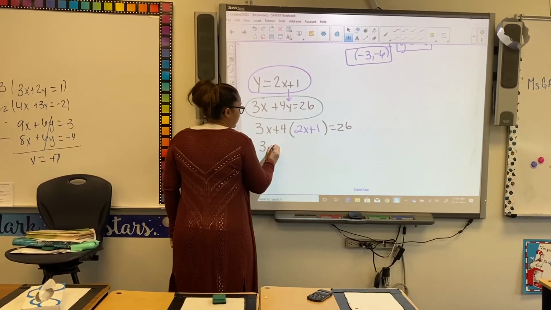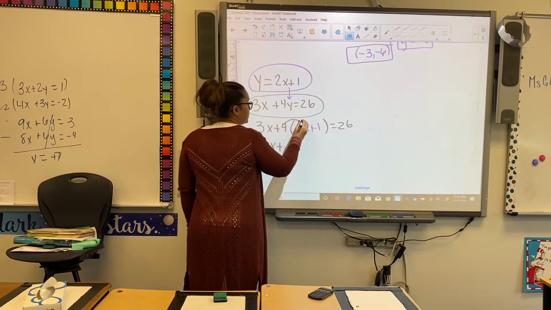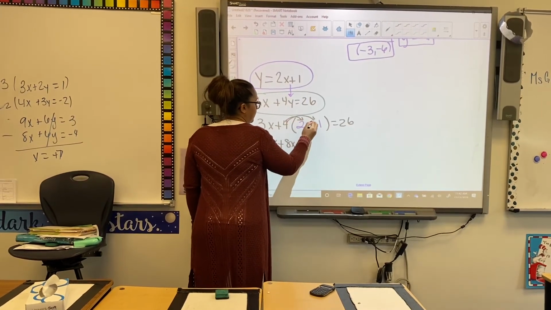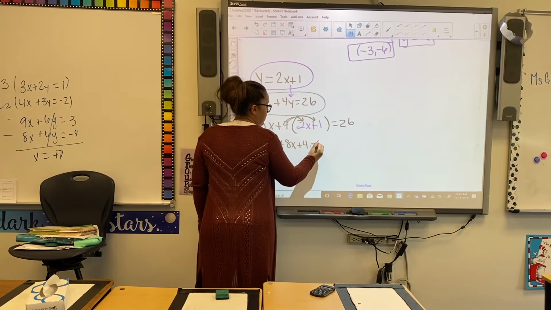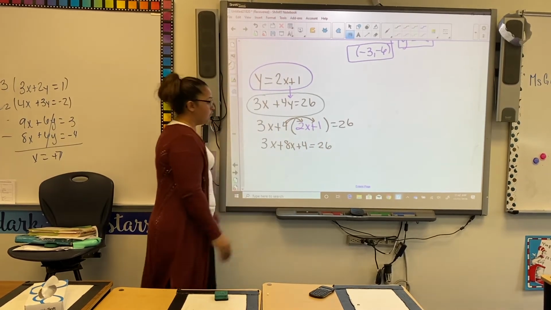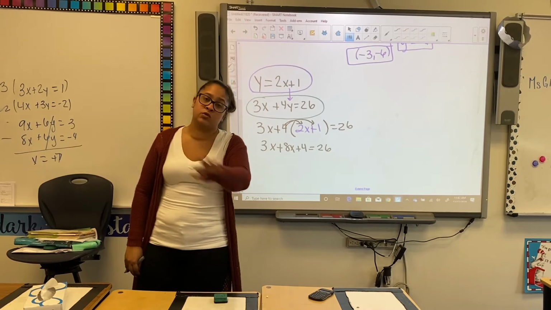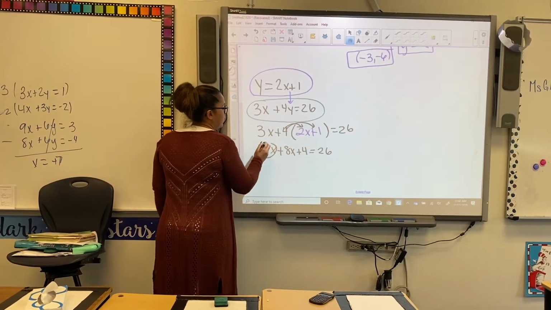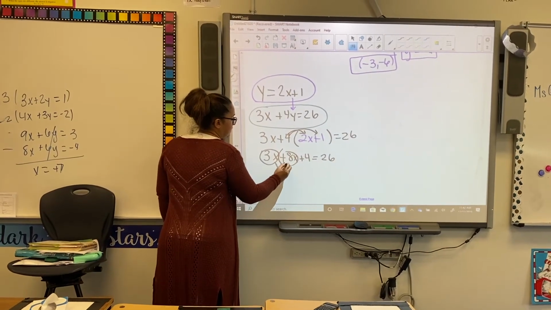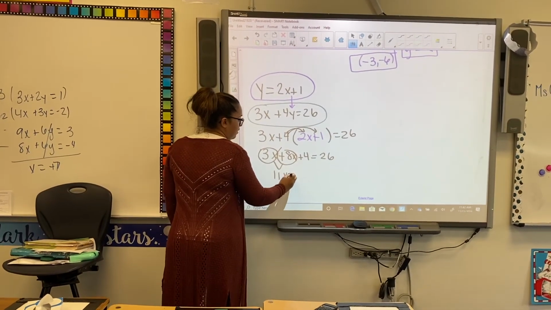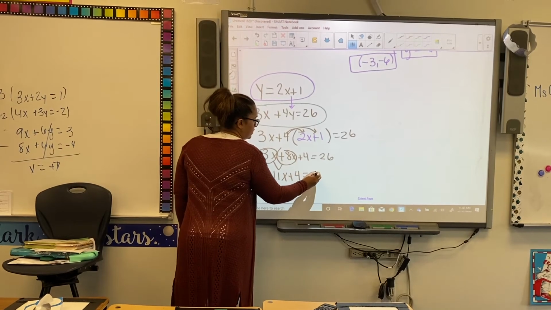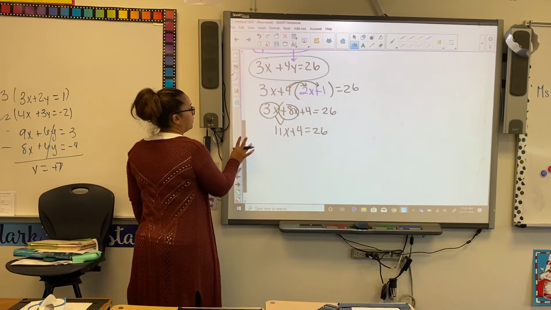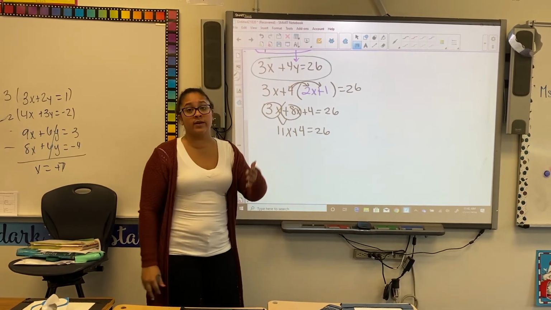We get 3x plus, remember you have to distribute, 4 times 2x is 8x. 4 times 1 is 4 equals 26. From here, we have a regular equation, which we should all know how to solve. First step, combine like terms. 3x plus 8x is 11x plus 4 equals 26. I'm going to move this up for you guys a little bit. Now we have 11x plus 4 equals 26, right?